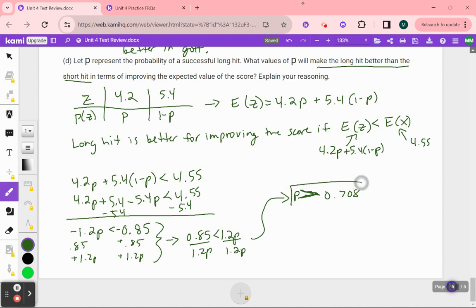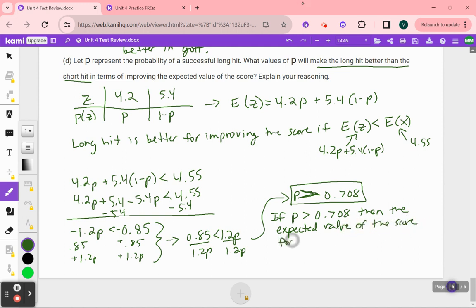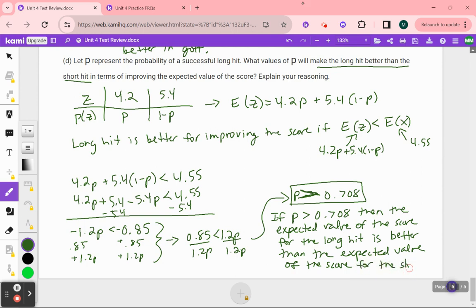which means that if P is greater than 0.708, then the expected value of the score for the long hit is better than the expected value of the score for the short hit. That's the end. Okay.